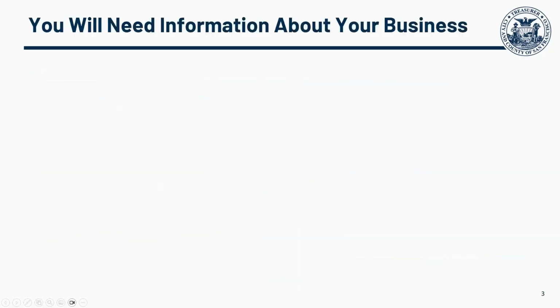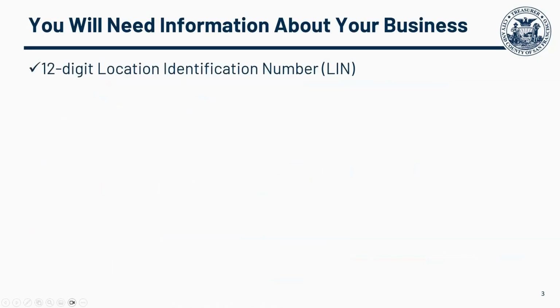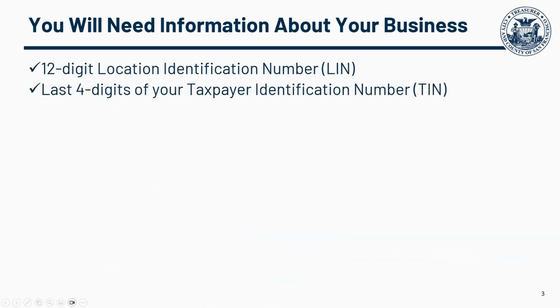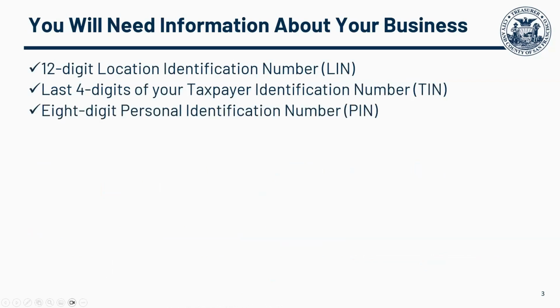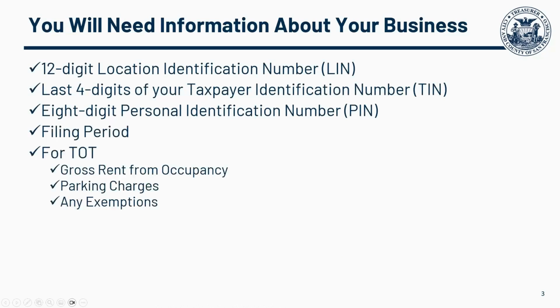Now let's get ready to complete the filing. You will need the following information for the annual Transient Occupancy Tax and Tourism Improvement District filing: your 12-digit location identification number, last 4 digits of your tax identification number, 8-digit personal identification number, your filing period, and for the transient occupancy tax, you will need the gross rent from occupancy, parking charges, and any exemptions claimed for the location.